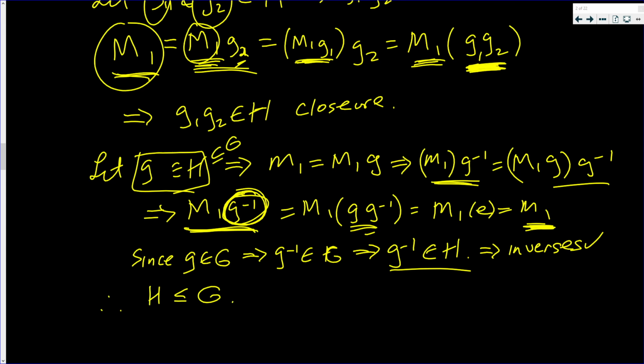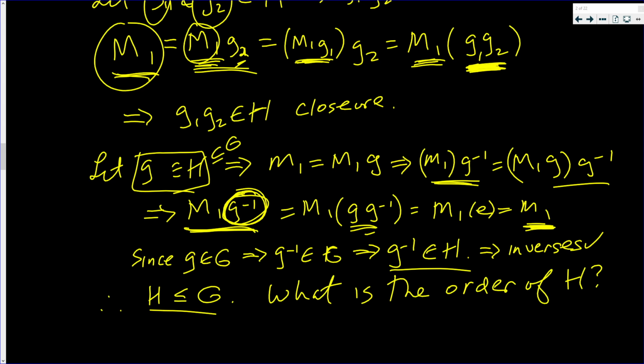The immediate question is, what is the order of H? Since H is already a subgroup, if the order of H is P to the Q, we're done. We found the subgroup. We can go home.